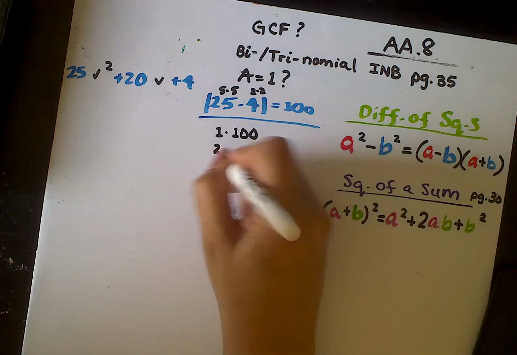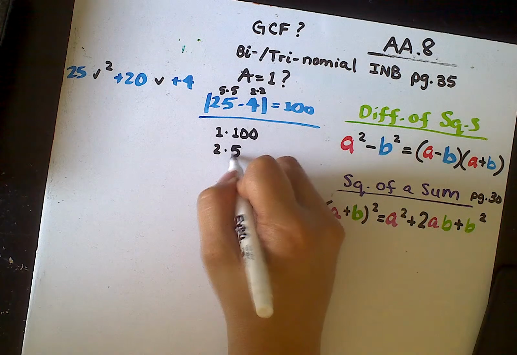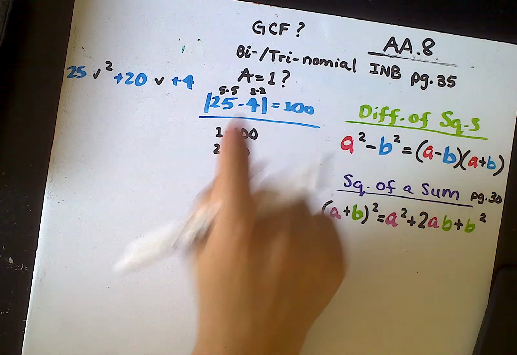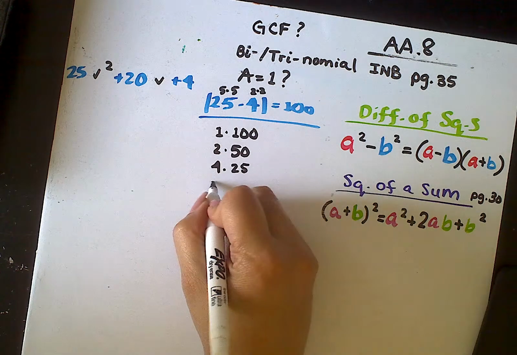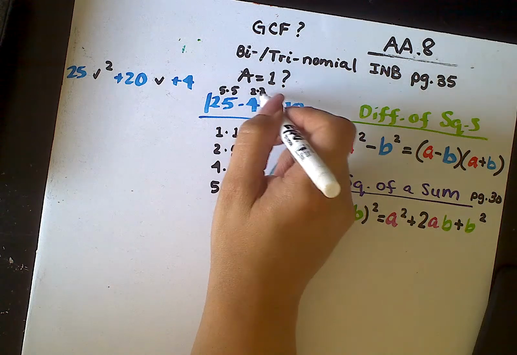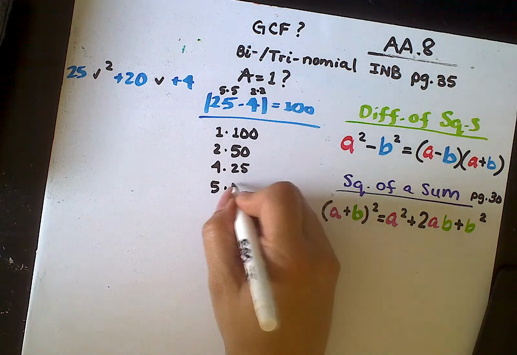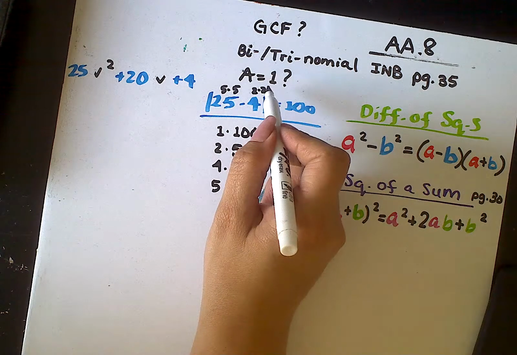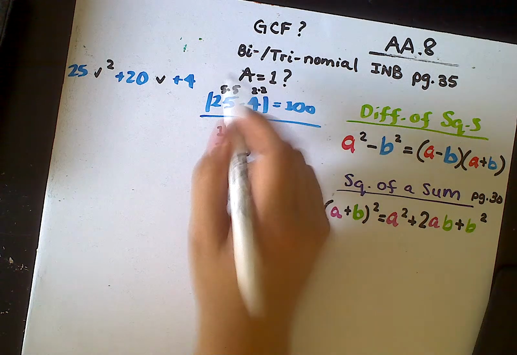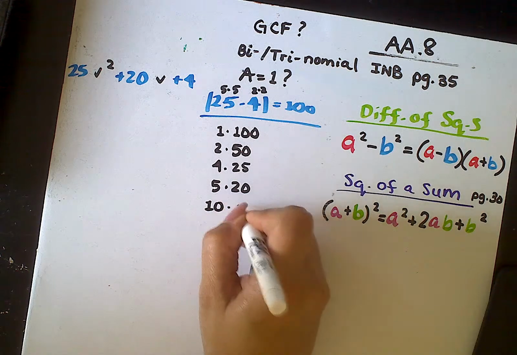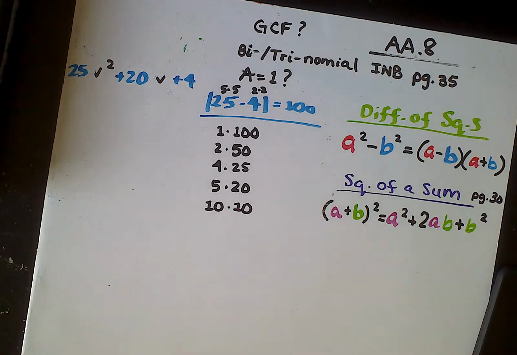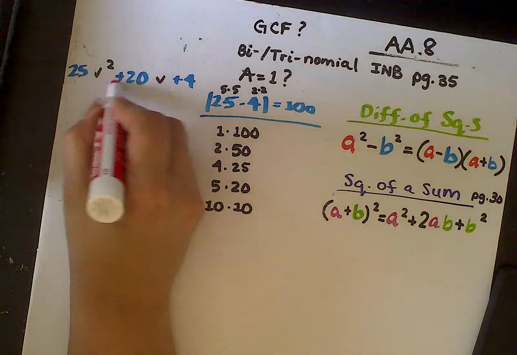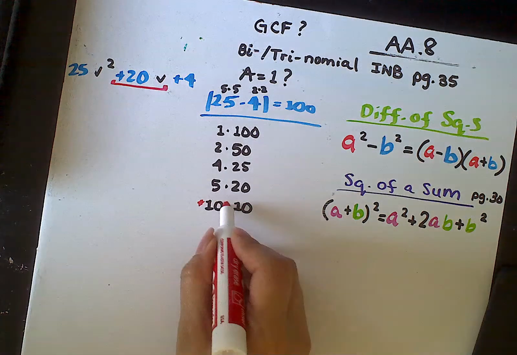So 2 times 50. I can't make a 3 there, but I can make a 4. And I do have a 5 here. So that's 5, 10, 20. I cannot make a 6, 7, 8, 9. I can make a 10, of course, 10 times 10. And that means that we're done. So we take a look to see which of these will add or subtract to give me positive 20, which is really easy here.